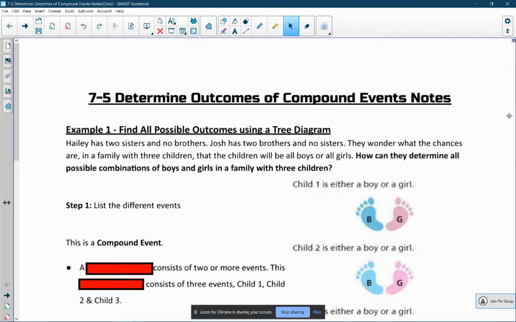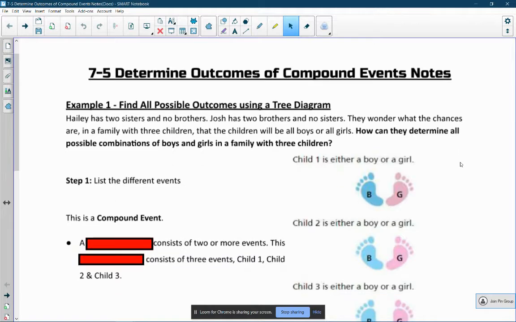All right, today we're going to talk about section 7-5, determine outcomes of compound events. So today we're going to talk about compound events. That would be more than one event. So example 1, find all possible outcomes using a tree diagram.